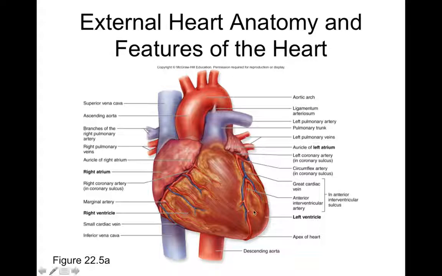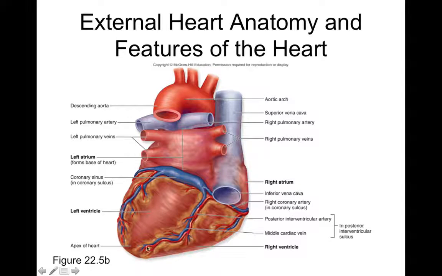Now in terms of the veins, we have the great cardiac vein, which is paired with the anterior interventricular artery. We have the small cardiac vein, which is paired with right marginal. And then back here we have the middle cardiac vein, which is paired with the posterior interventricular artery. All of those veins converge at the coronary sinus. And the coronary sinus is basically a big space for venous blood to aggregate.